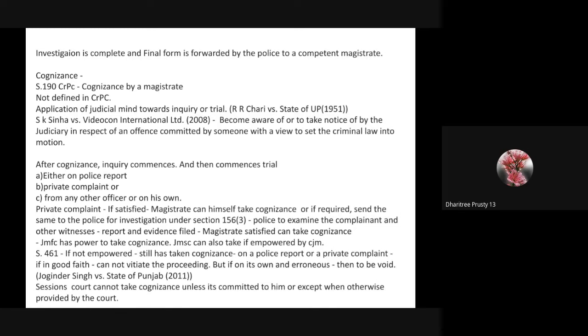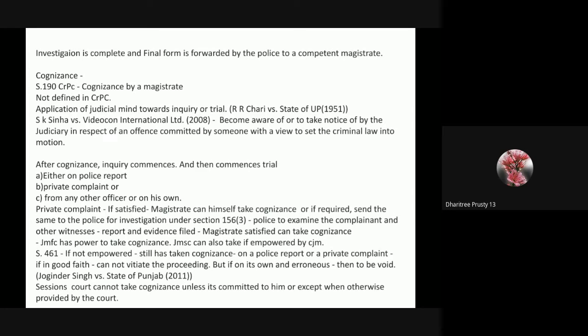So after cognizance, the stage of inquiry comes, and then comes trial. So how and when is cognizance taken? Either on police report. You have to remember that there are four sources of taking of cognizance.